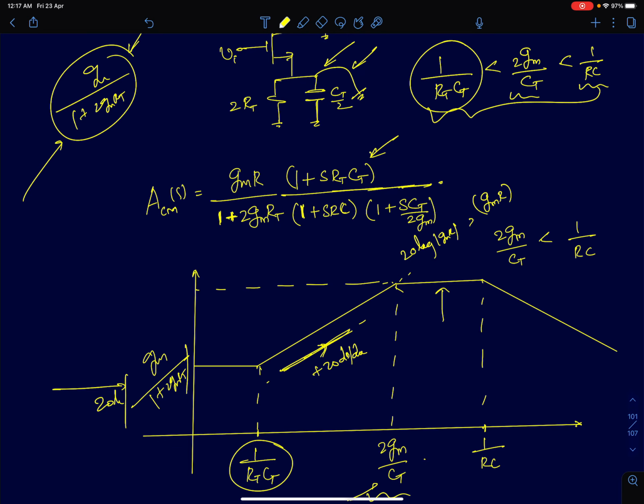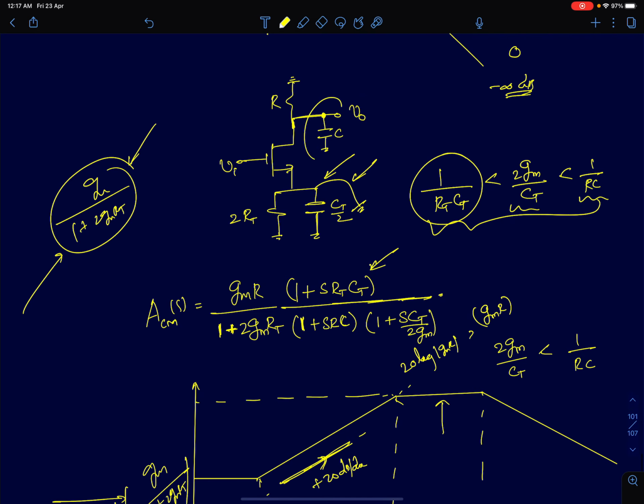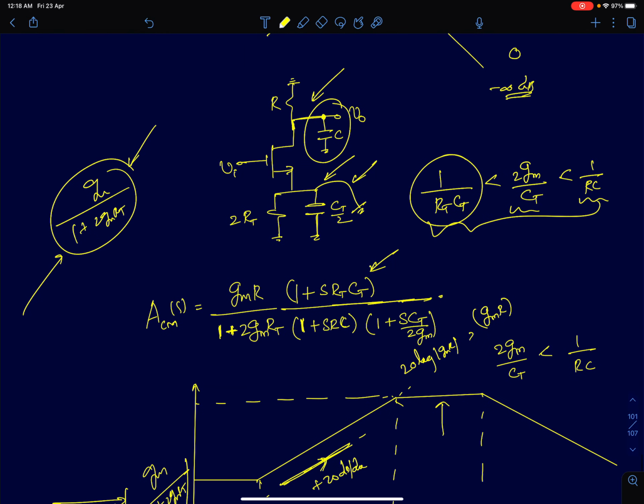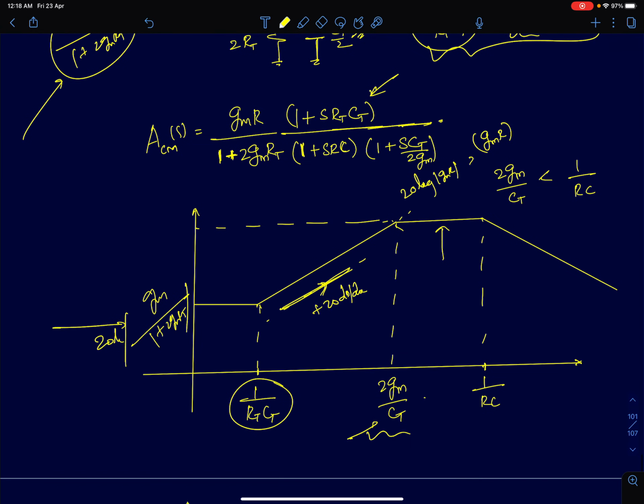After this, the output capacitance will start shunting out the output voltage. So at that point your output voltage will start decreasing. That's what we are seeing in this gain as well. The gain starts decreasing. Eventually at infinite frequencies, the output capacitance will go to 0. At that point, the gain of this circuit will also become negligibly small. It will go to nearly 0.